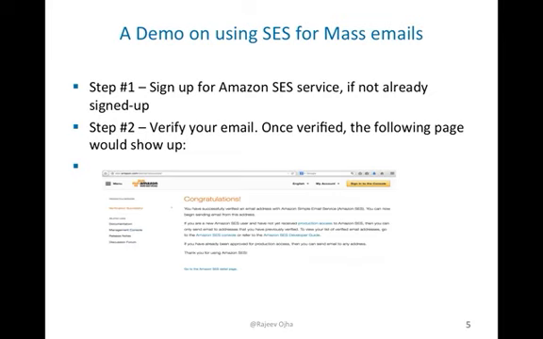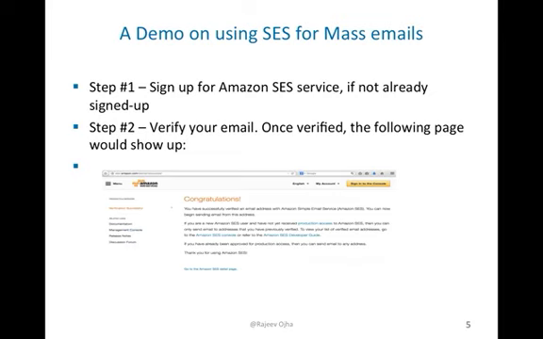So, how do we use Amazon SES? The first thing we need to do is sign up for that service if we have not yet signed up. If you are a subscriber to Amazon AWS, you automatically have access to the service. If not, then you need to sign up for Amazon AWS. And once it is signed up, you can start using Amazon SES.